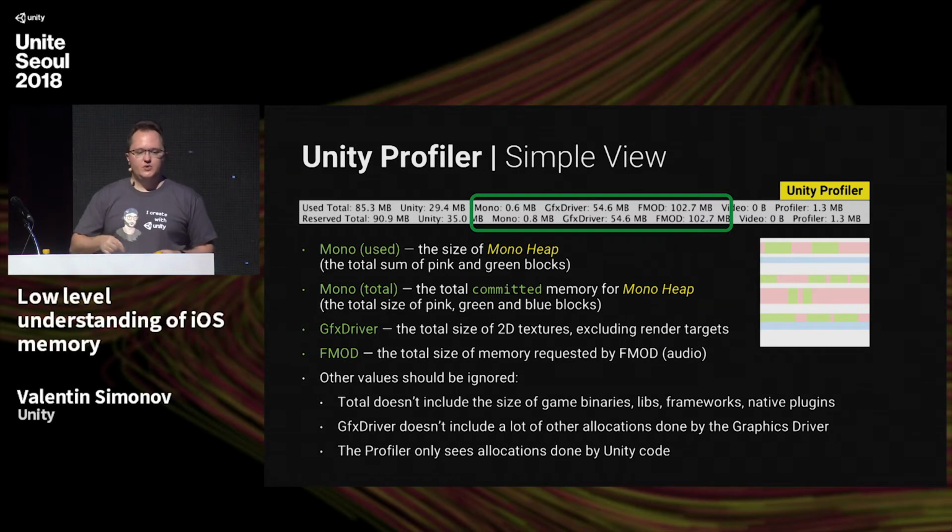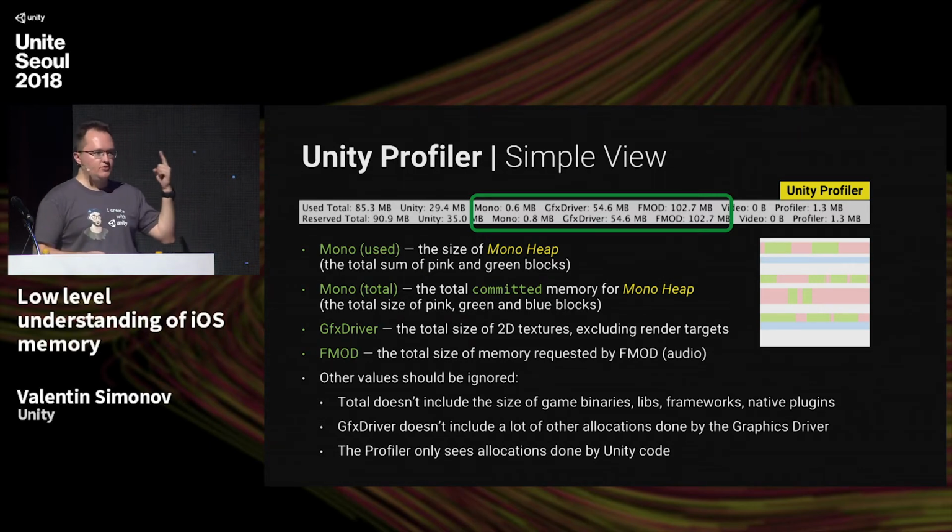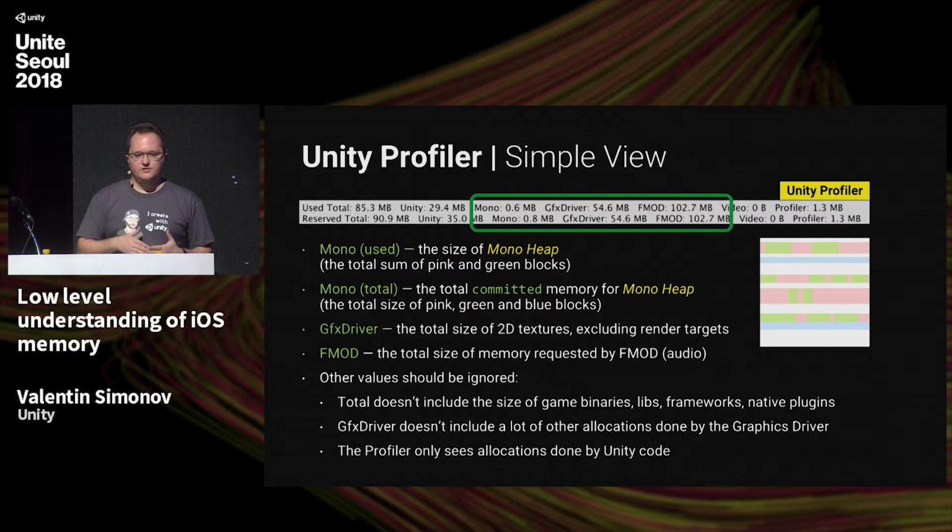The thing is that this particular view hasn't been updated in a while, and it seriously needs an overhaul. For example, the total value doesn't include really big parts of the application size in memory, like game binaries, libraries, and frameworks, and as I said, native plugins. And the GFX driver doesn't show all the GPU memory. So the profiler only sees what Unity itself sees. But this is pretty much the only tool which shows you the actual size of the mono heap.